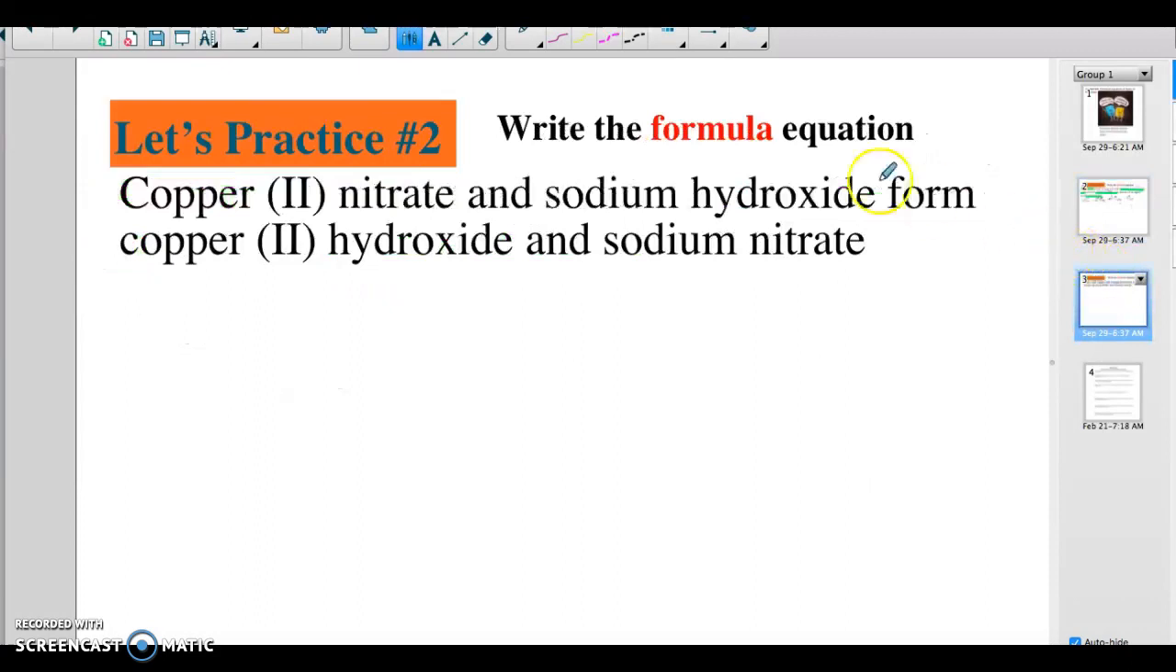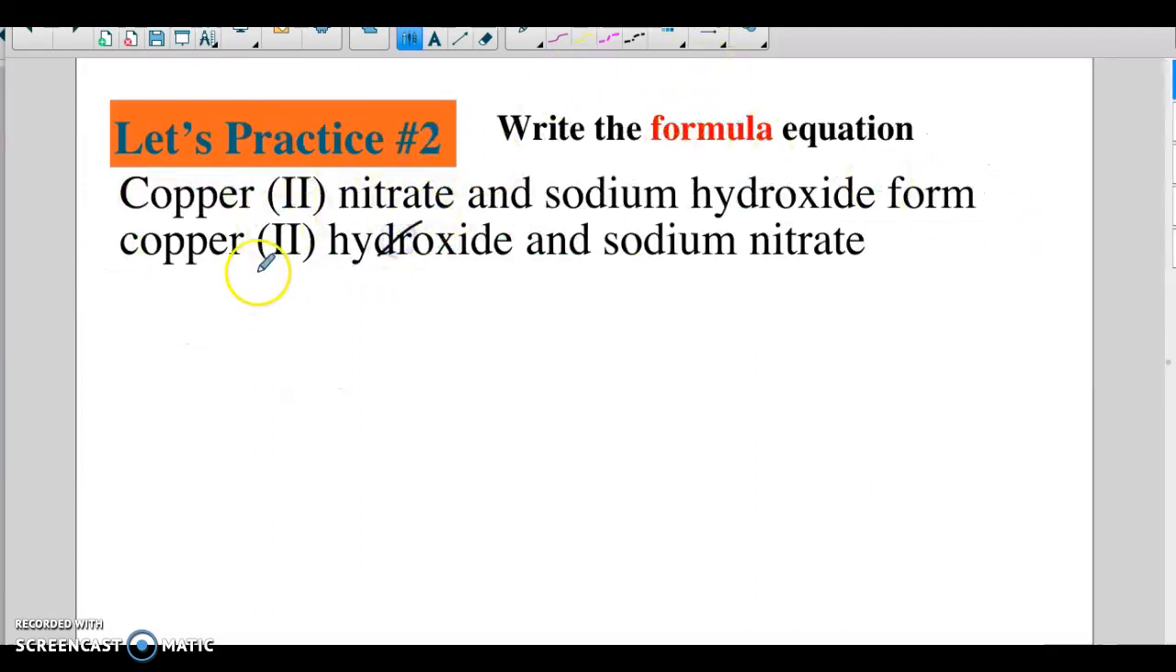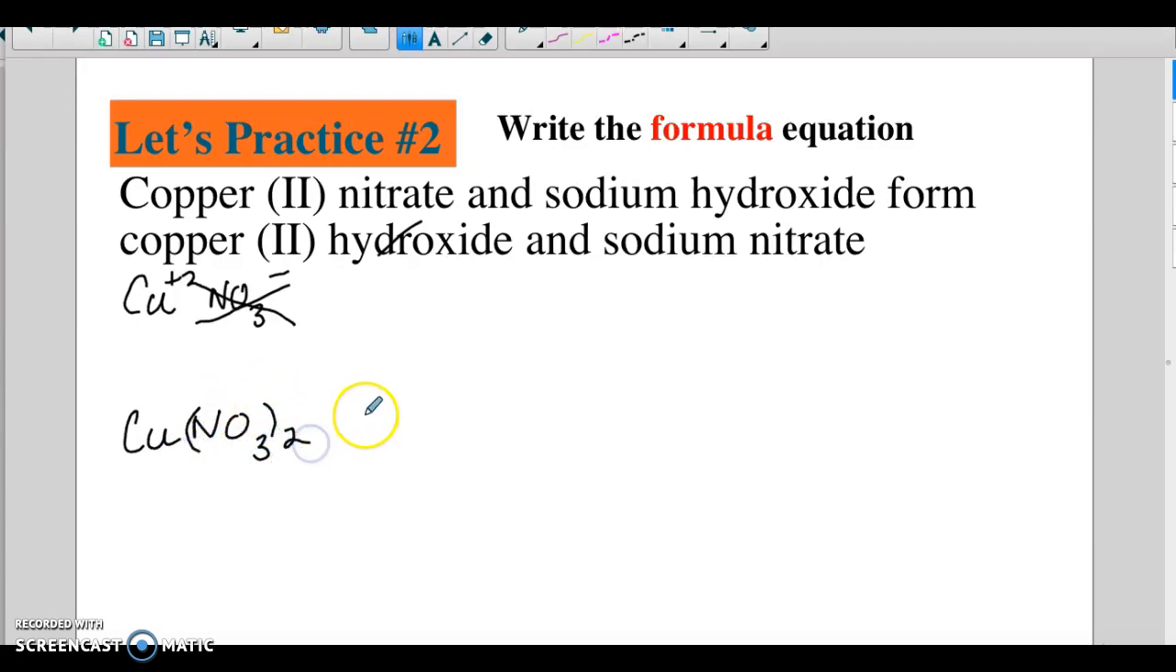Let's do another. So here we have, this one doesn't have the states, so we're not going to worry about aqueous and all that, but we have copper Roman numeral 2, so that means it's +2 nitrate. So I'm going to do crisscross. So that's just my thinking. Here's my answer. So I'm going to want to put a 2 around the nitrate and then sodium hydroxide. So again, here's my thinking. I know sodium is plus, hydroxide's minus, so they're just going to be in a 1-to-1 ratio.